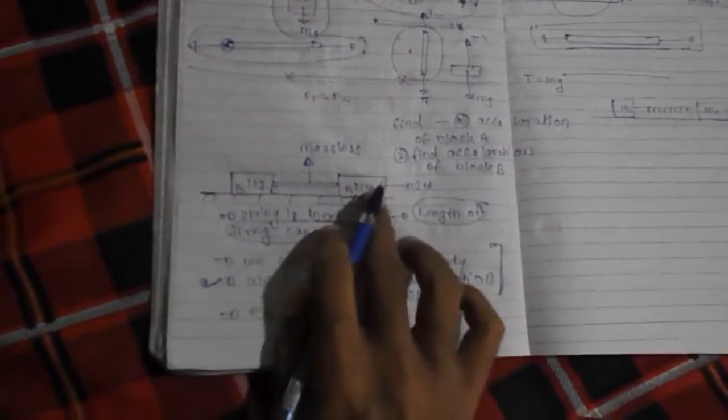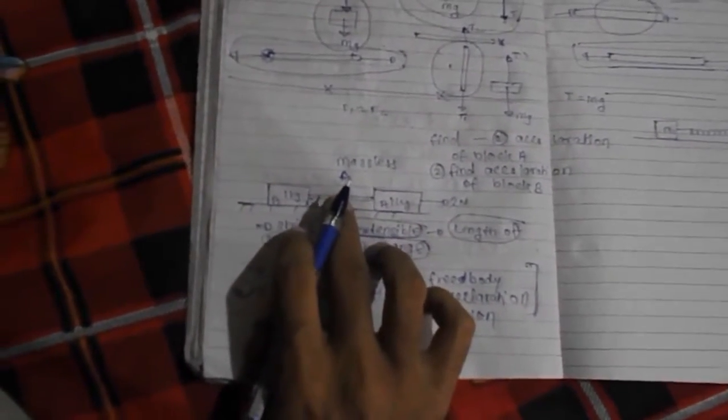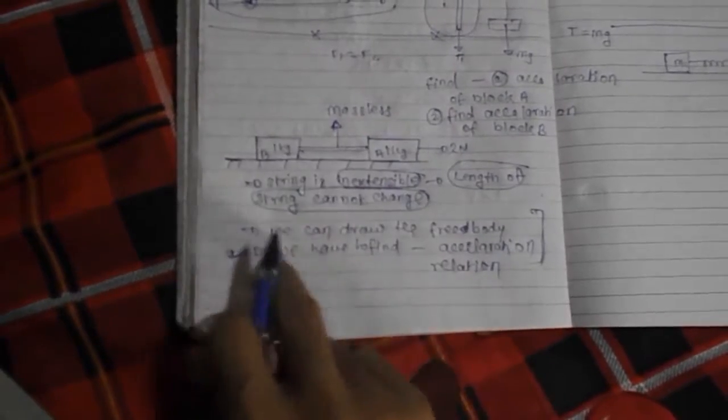This is 1 kg, this is 1 kg, and the string of the system is massless. So first I will try to find out the acceleration relationship. What is the most important thing is that the length of the string cannot change. It is fixed. So let me try.